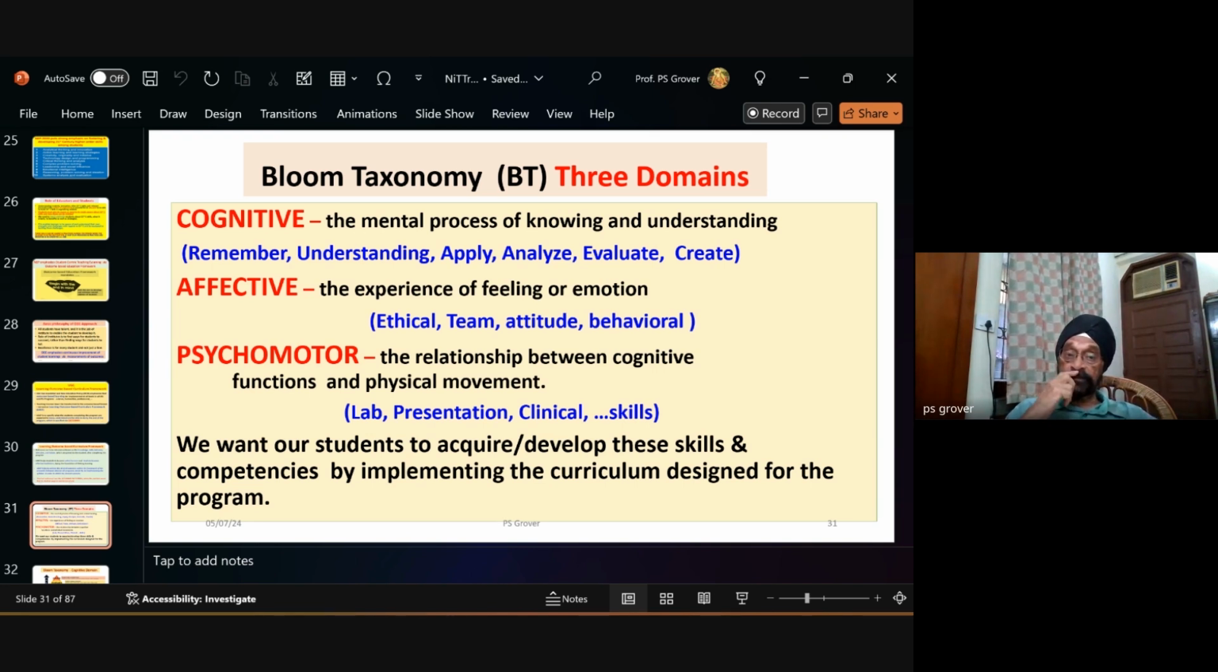Critical thinking: if I want to imbibe critical thinking in students, where do I do that? I do it in the class. How? By making our teaching and learning, by giving assignments which focus on the intellectual competence of the students. Please see here, by bringing in an outcome-based education system, by developing our curriculum which addresses the learning of students at a higher level, which makes the student a good team player, it will enable the attributes which I mentioned in the beginning. So we want students to acquire and develop these skills and competencies by implementing a curriculum designed for the program.